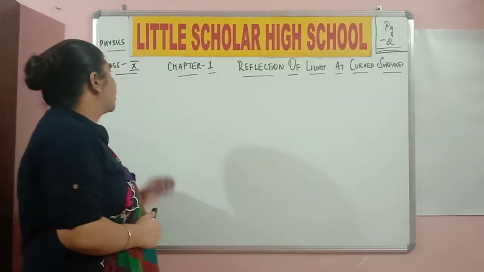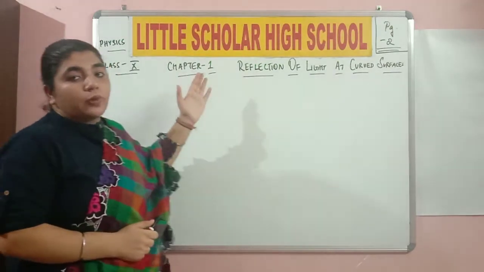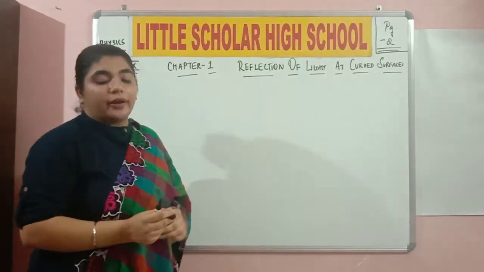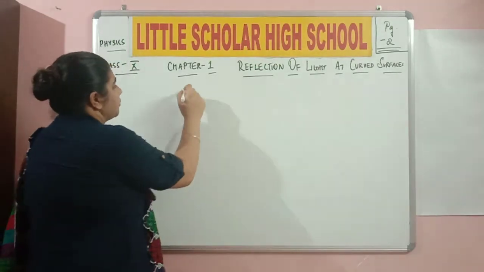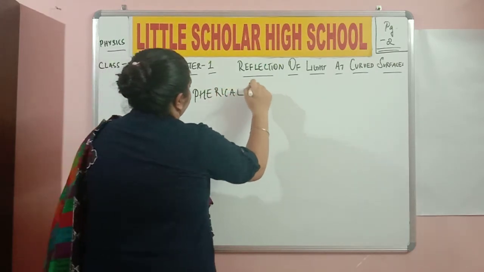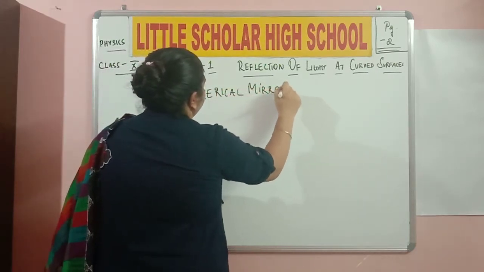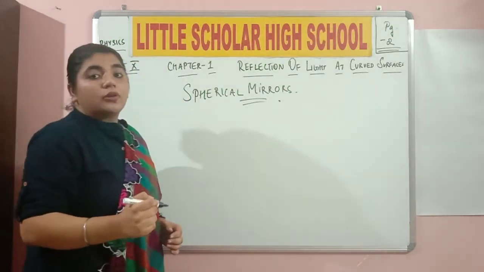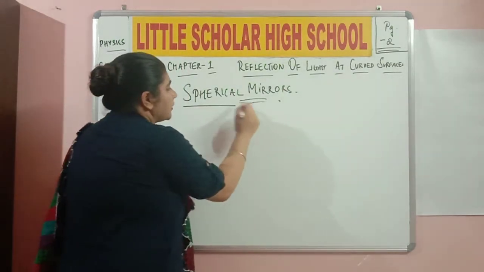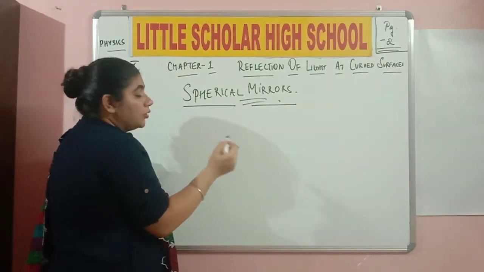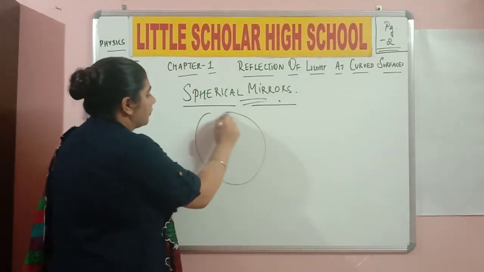So I am going to take a class 10 for today, chapter 1, reflection of light at curved surfaces. We are going to continue with where we left. And yes, we were talking about spherical mirrors in the previous video. And I told you how this word was coined, from where we get the terminology spherical mirrors. I told you it comes from the word sphere.